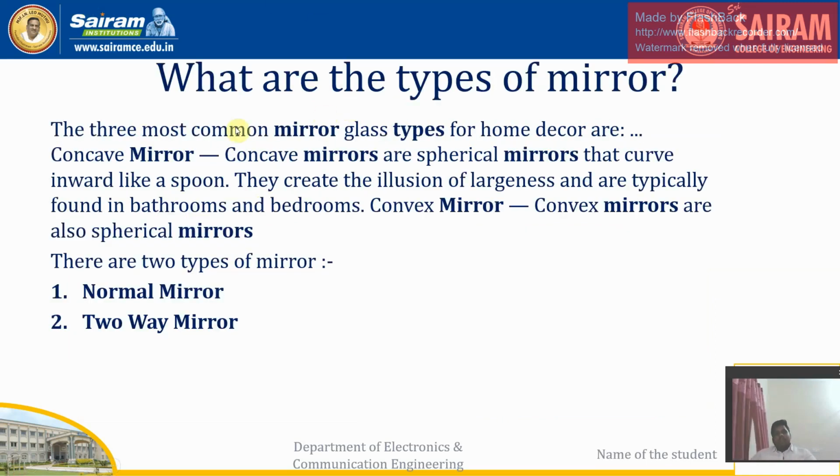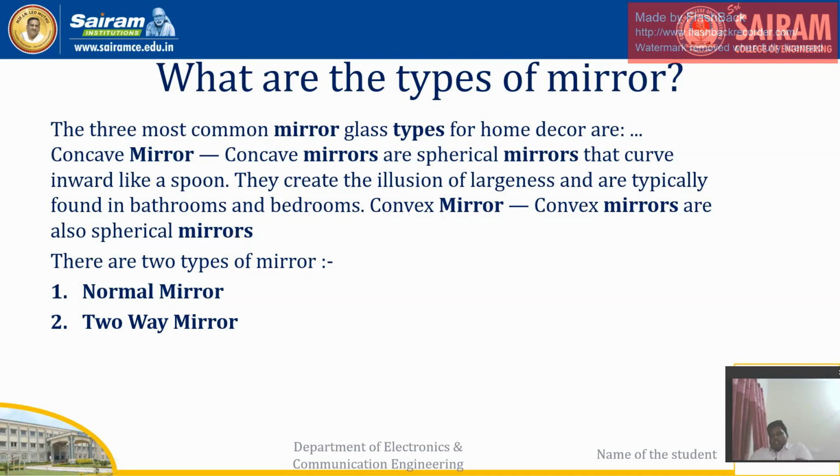Now, what types of mirrors are we going to use? In your earlier school days, you may have learned about the concave mirror and the convex mirror. They are the only two types of mirrors. Now coming to concave: a concave mirror is a spherical mirror that curves inwards like a spoon. It creates an illusion of a larger image, and this type of mirror is used in bathrooms and bedrooms.